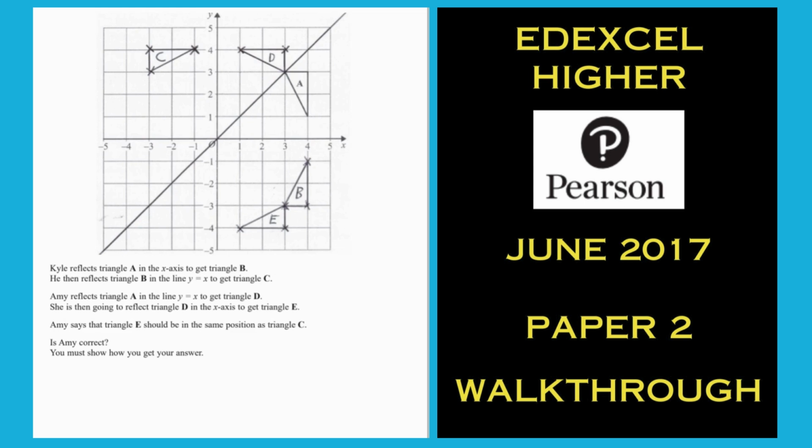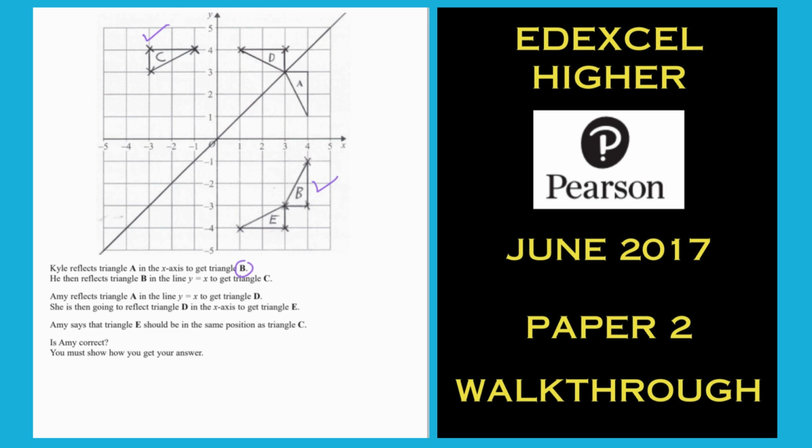It's worth 5 minutes because it's easy. Just do one thing at a time. Get triangle B by reflecting in the x-axis. And then he reflects triangle B in the line y equals x. So it reflects over there. Do it by counting. Make sure, don't forget, when you reflect, it should be at a perpendicular. Always check that, particularly for diagonal lines.